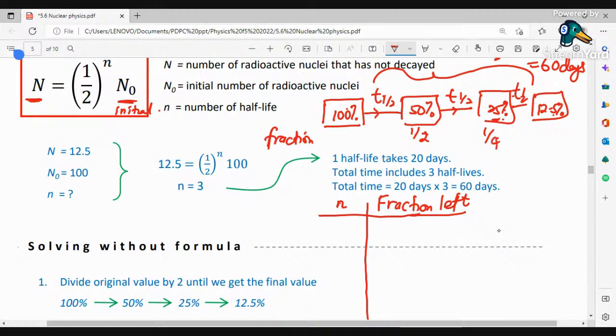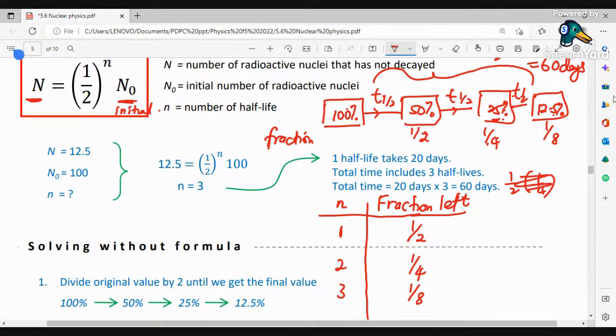Okay. And then next half-life ialah half from this one. Half times 1/4, so akan jadi 1/8. So let's try to write it again. Let's say one half-life, the fraction is 1/2. Half sudah decay, tinggal half. Okay. 2 half-life sudah jadi 1/4. 3 half-life akan jadi 1/8.